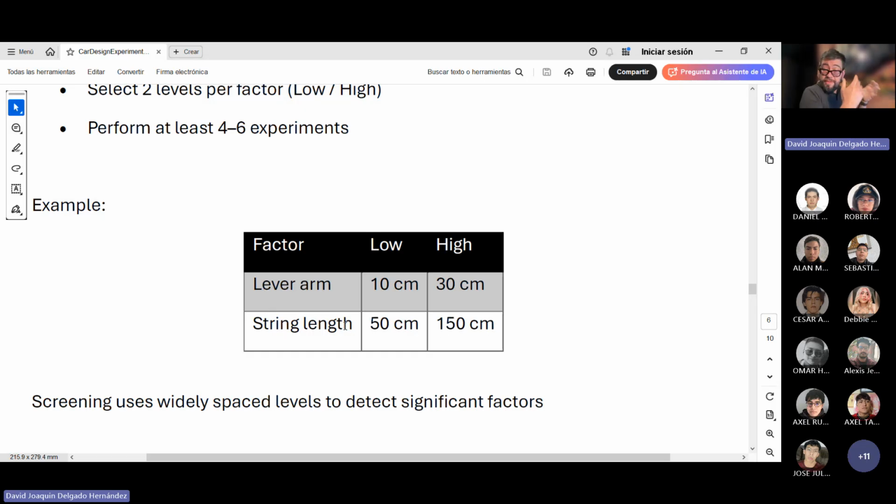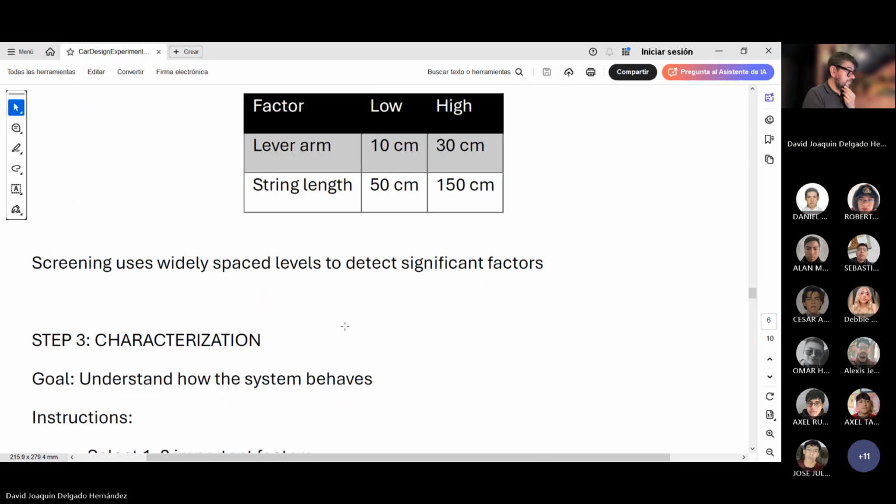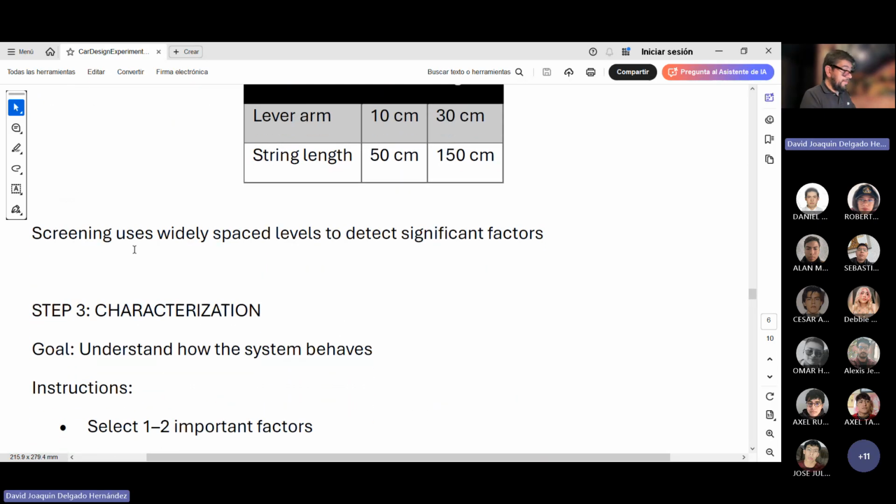So in this part of the exercise, you have to decide what are the most important factors for your experimental design. So here, my recommendation is that you use widely spaced levels to detect significant factors because again, if you use the lever arm 10, 12, 14, 16, it is not so apart from each other. So you are not going to detect whether this is or not an important factor.